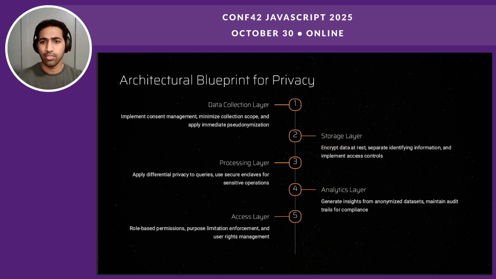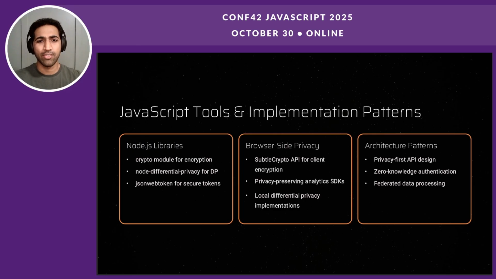And then let's talk about the JavaScript tools and patterns. For implementation, you've got powerful tools at your disposal. In Node.js, use the built-in crypto module for encryption and diffpriv for implementing DP. Add JSON Web Token for secure token management. And on the browser side, you have the SubtleCrypto API for client-side encryption. You can implement local differential privacy before data leaves the browser and use privacy-preserving analytics SDKs, architecturally adopting privacy-first API design patterns, implementing zero-knowledge authentication where possible, and considering federated data processing to keep data distributed.